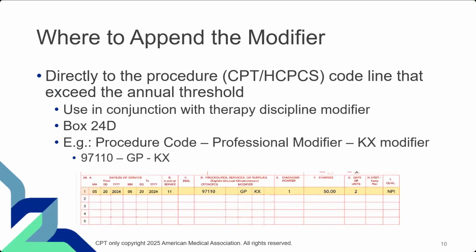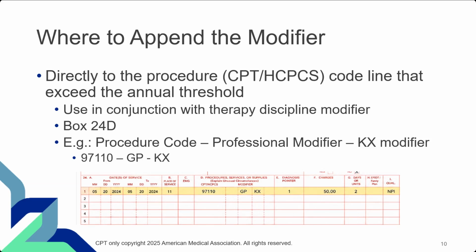So where does it go? The modifier would go in the modifier spot on your billing. So it is directly on that procedure line or that CPT HCPCS code line that exceeds that annual therapy threshold. Then on each line item therapy lines thereafter. So it's also used in conjunction with the therapy discipline modifier as well.